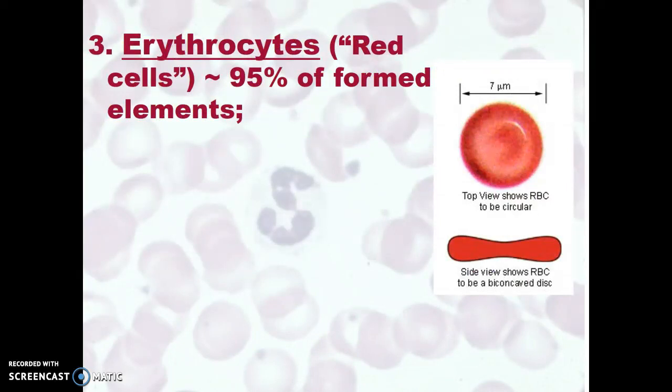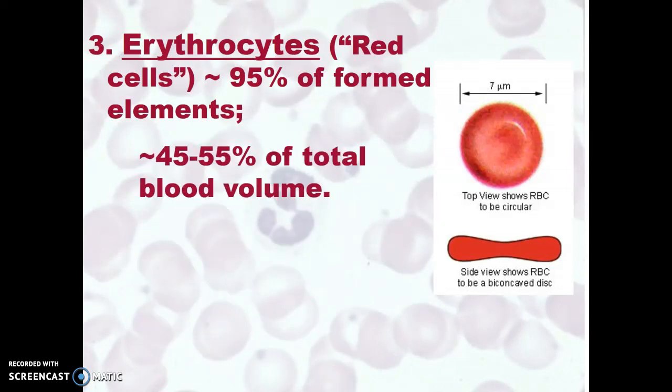Erythrocytes, they are your red blood cells. They're 95% of the formed elements. I mean, you look at a slide, you see a lot of red, pink cells floating around. No nucleus, they're anucleate. And they're biconcave shape. I think I said that before. They're roughly 40 to 55% of the total blood volume.